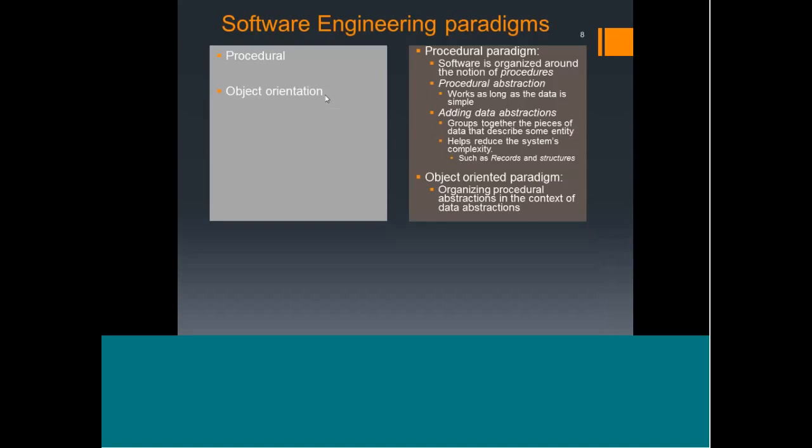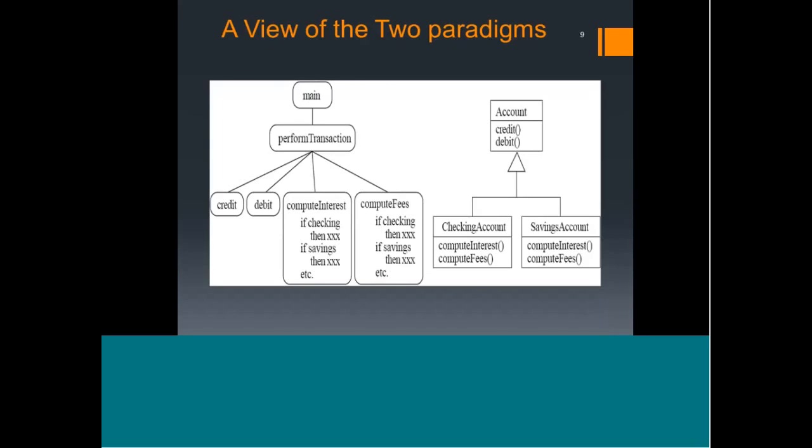So object oriented is about thinking in terms of objects and trying to see how the messages are being transmitted between these objects. Is that clear? Is what I said clear, guys? Kind of, partially.